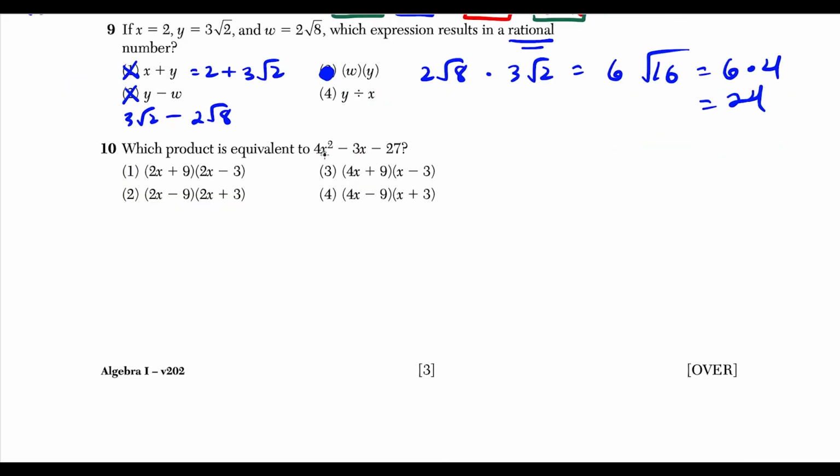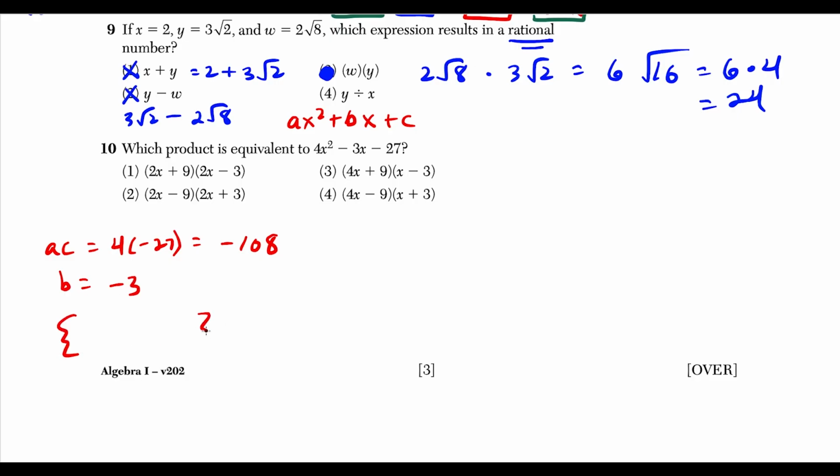So for question 10, we'll practice factoring, and we're going to use the AC method here. Just know anytime you have a quadratic expression, ax squared plus bx plus c, a times c refers to the product of the first and the last coefficient. So we'd have 4 times negative 27, and if I'm doing that in my head, 27 times 2 is 54, times another 2 is 108, so this will make minus 108.